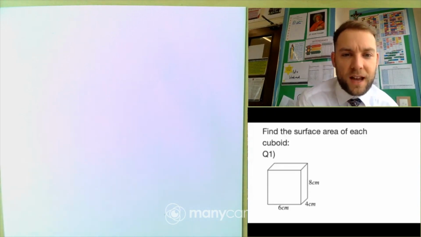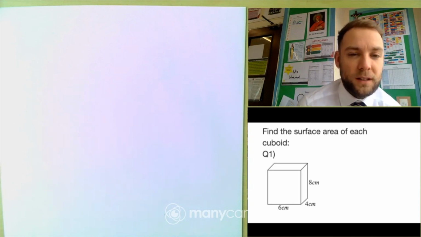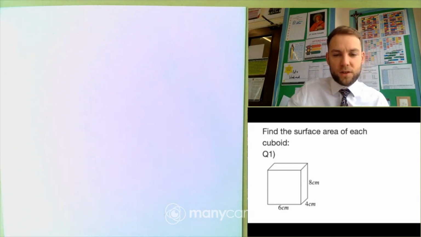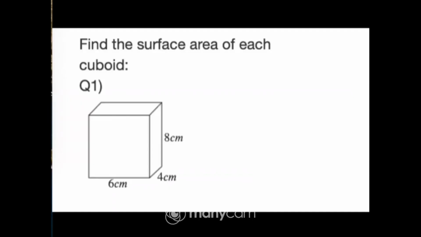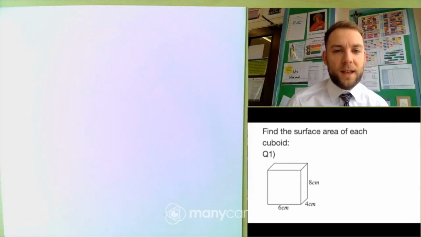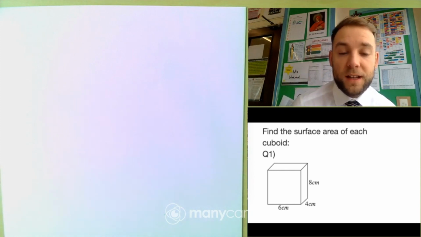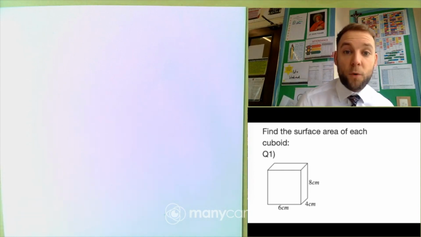Find the surface area of this cuboid. First of all, it's worth thinking about the fact that with this cuboid, you have the front and back, which are the same. You have the left side and the right side, which are the same. And you have the top and bottom, which are the same. So we only actually need to work out one of the front, one of the side, and one of the top, and then because they're all the same, we can just times this by 2. Remember to copy this into your book.